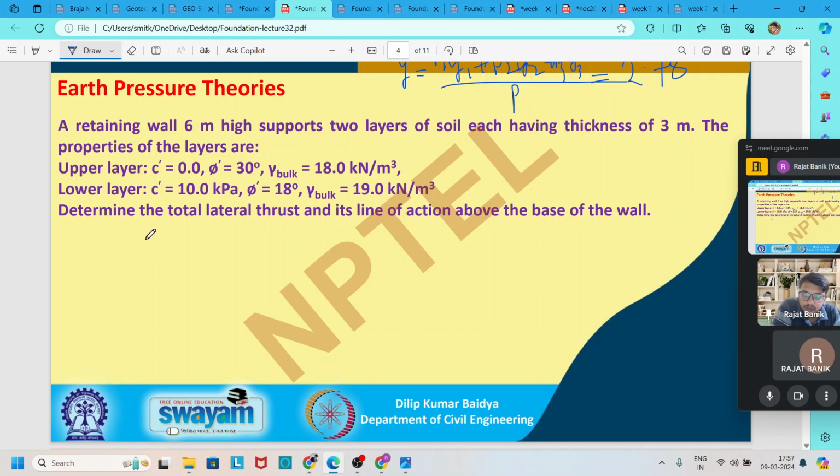So again, try to draw the pressure diagram. First, find out K1, K2. K1 for 30 degree is 0.33. K2 for 18 degrees becomes 0.53.